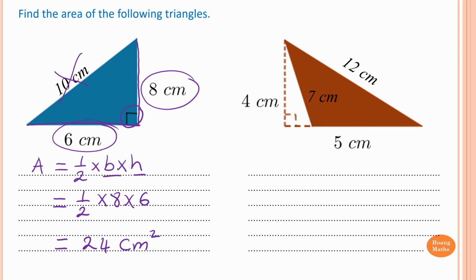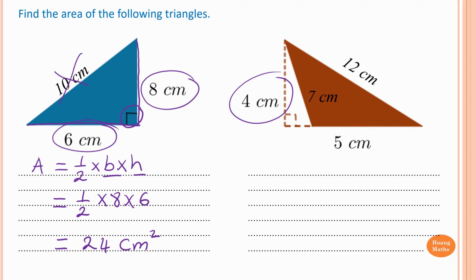There is a lot of measurement here. You have 12 centimeters, you have 7 centimeters, you have 5 and 4 centimeters. But we only need the height and the base of the triangle. So you can see this length here and this length, they are perpendicular. So we only need these 4 centimeters and 5 centimeters.